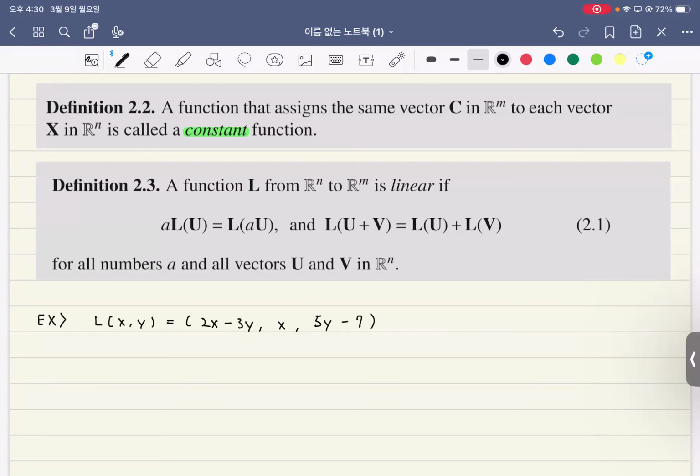I remember if your component function is a degree one polynomial, then well, it was linear, right? No, actually that is not true. In order to be linear, you should not have this constant number. Every component should be linear. So if I remove this -7 from the last component, then this is a linear function, right? Okay.